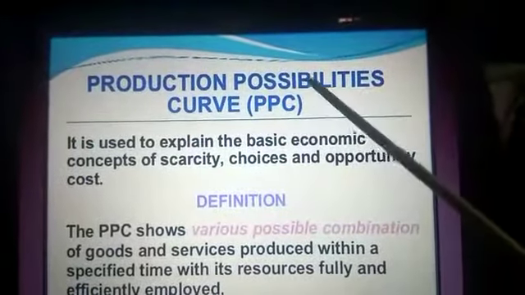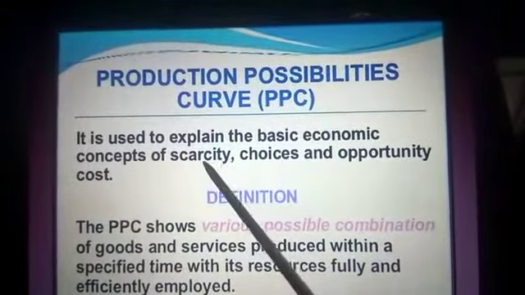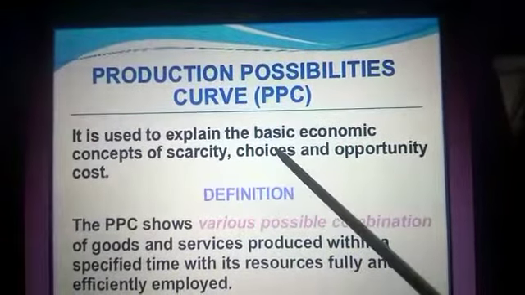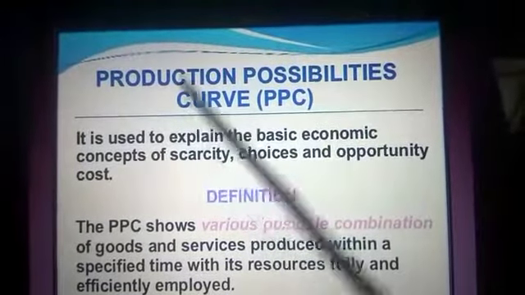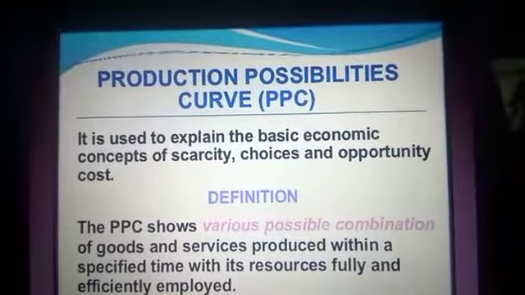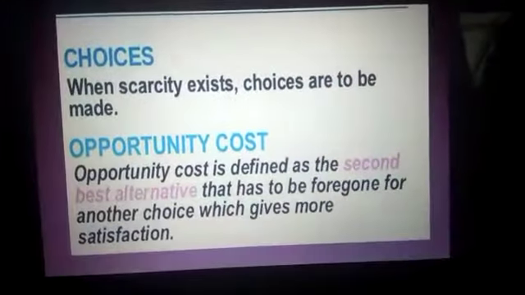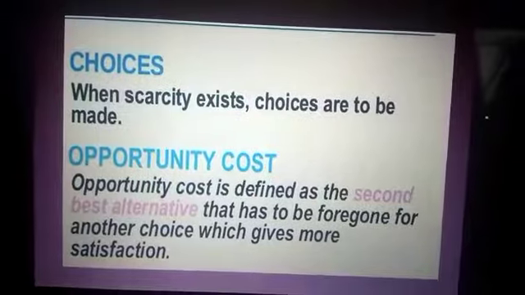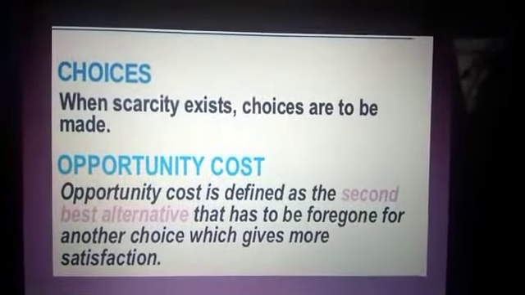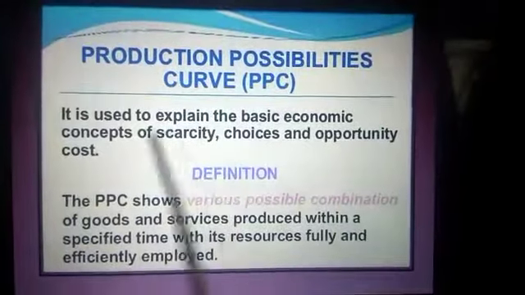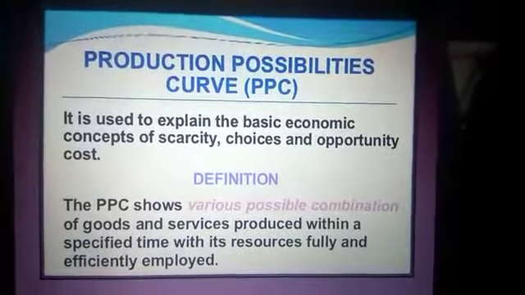Okay, now the production possibility curve is basically based on economic concepts of scarcity, choice and opportunity cost. You know what is scarcity, you know what is choice. I will just discuss with you what is opportunity cost now. Okay, now what is a choice? When there is a scarcity, people are forced to make choices. Okay, now there was scarcity and choice. The next thing that comes up is opportunity cost.